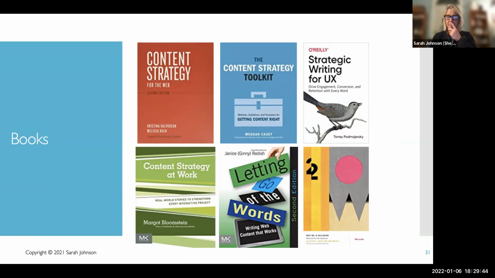Any book you'd recommend a beginner begin with, Sarah? Well, if you're a beginner, you have to read Content Strategy for the Web, as it's like the seminal book on content strategy, and Strategic Writing for UX is really, really good. Like hands-on, here's what we're doing books. But all of these books were books I read in the beginning, except Writing is Designing, that's newer, that helped me a lot.